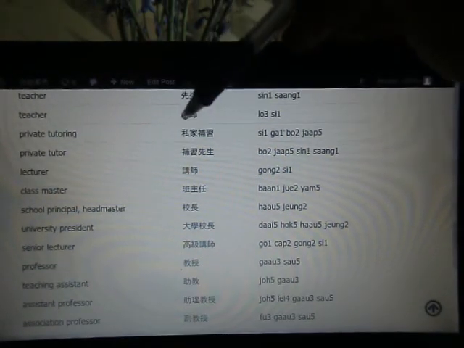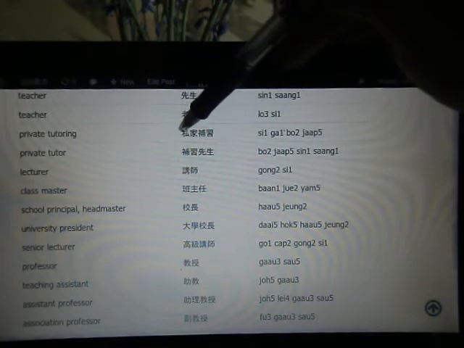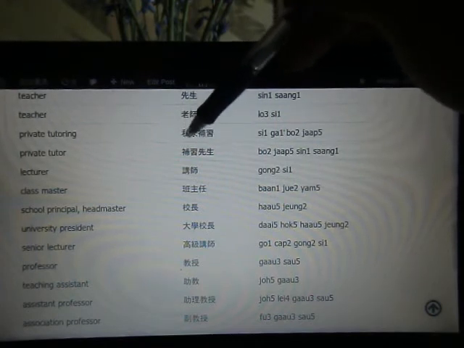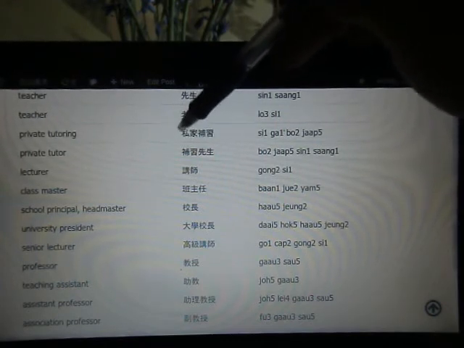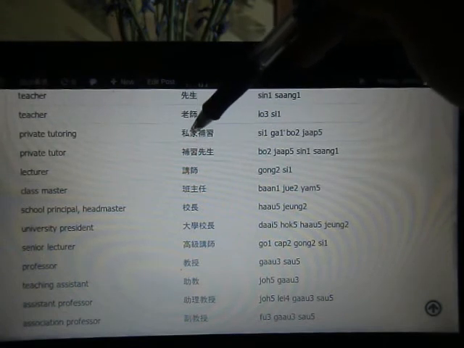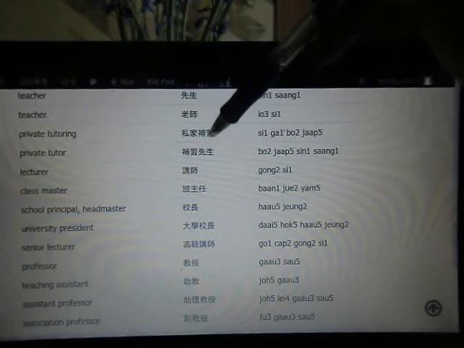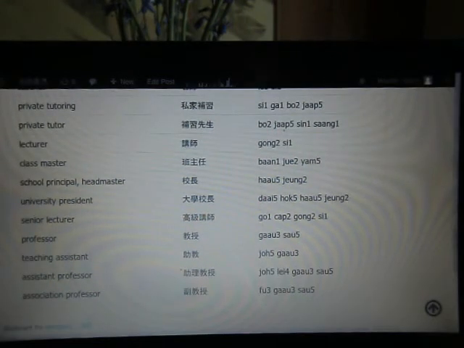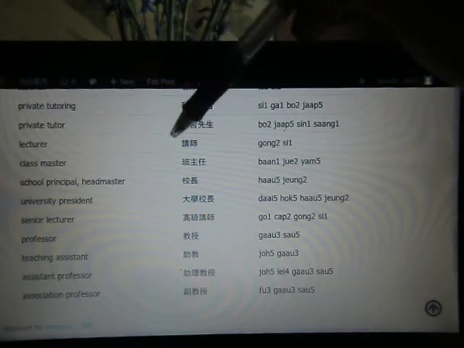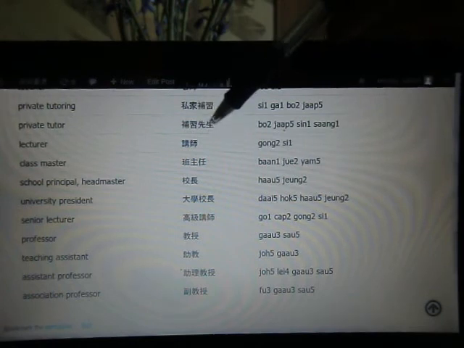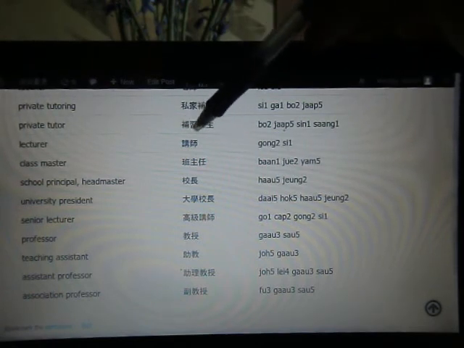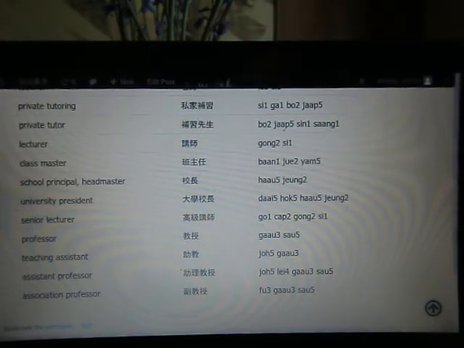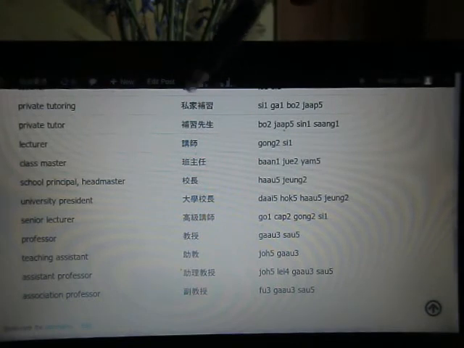And then private tutoring, 私家補習. 私 means privately owned. 家 is the family. 私家補習, again, is the supplementary practice. 補習先生, so the private tutor is called 補習先生. 先生 is actually teacher. 補習 is the tutoring. Tutoring teacher is 補習先生.